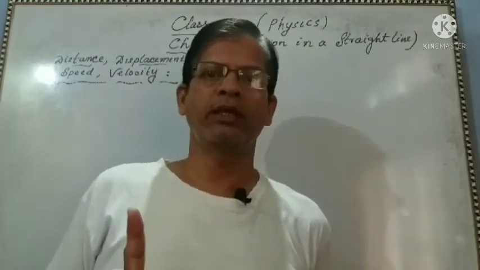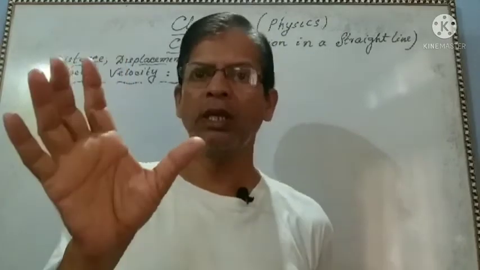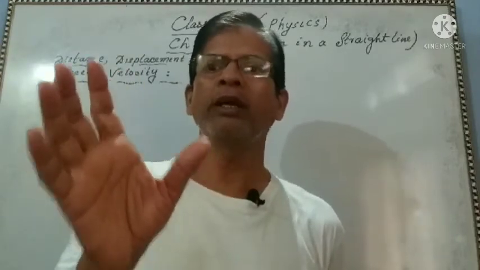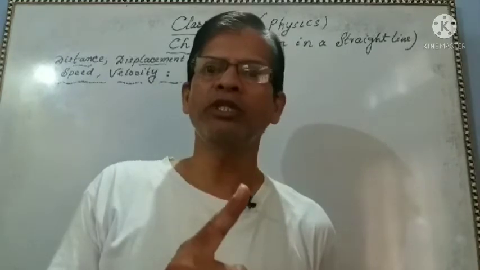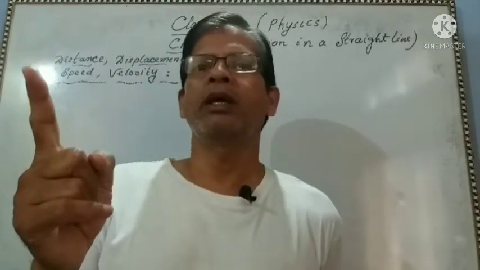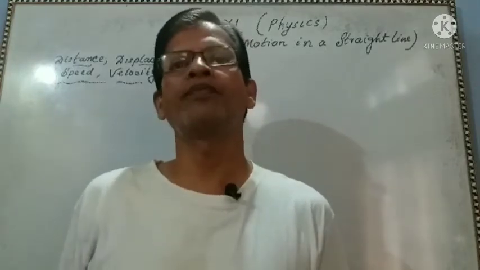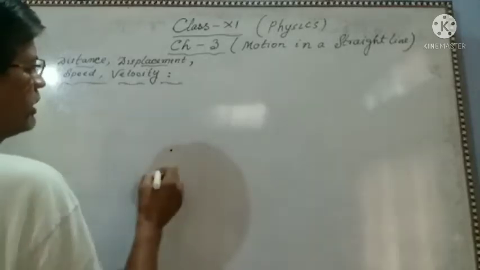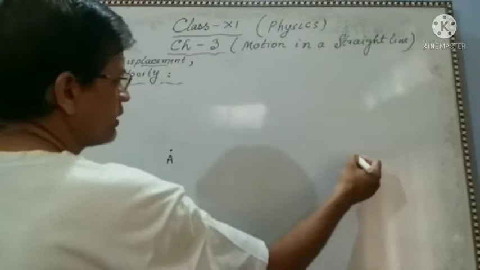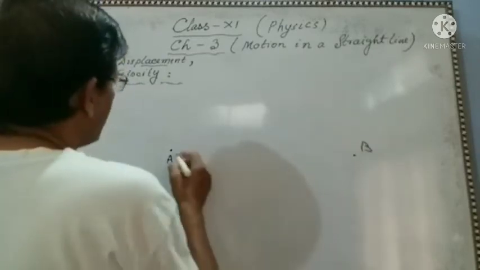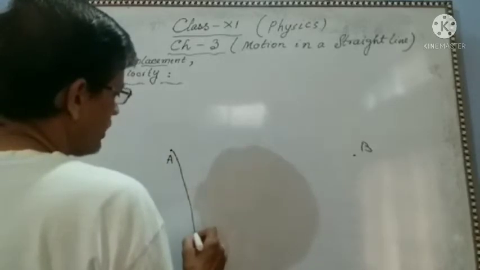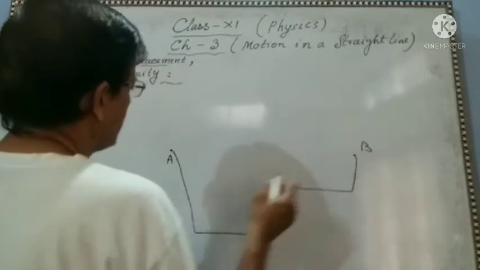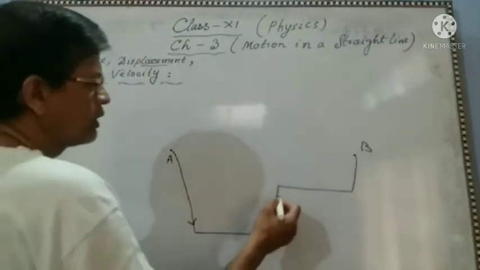The actual path length, the total actual path covered by an object from its initial position to the final position in a given time interval is called the distance. Suppose there is a point A and there is another point B. The person has gone this path, then this path, then this path, then this path, then this path. Like this way, the road is this.